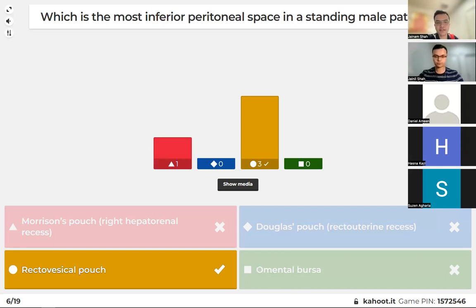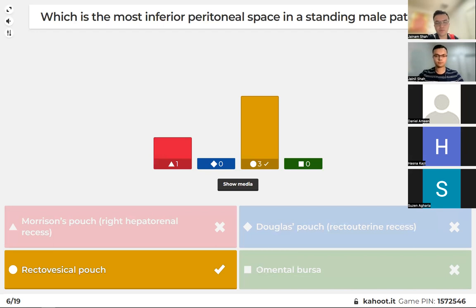And the most dependent of those in a female would be the rectouterine recess, the blue option there, which is called Douglas's pouch. So if it was a female patient, blue would be correct. If this was a patient that was lying down, whether they are male or female, then red would be correct. So the right hepatorenal recess or Morrison's pouch.